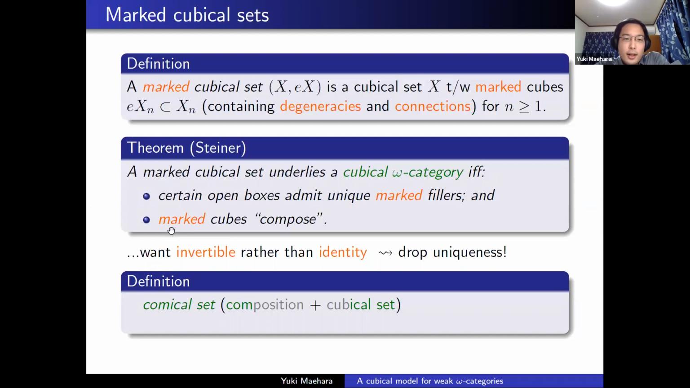I guess this is more or less a guess from Nixon, Steiner's and Dom's results, but if you want to actually characterize the underlying cubical sets, then probably you need to add that the marked one-cubes are precisely the degenerate ones or something.